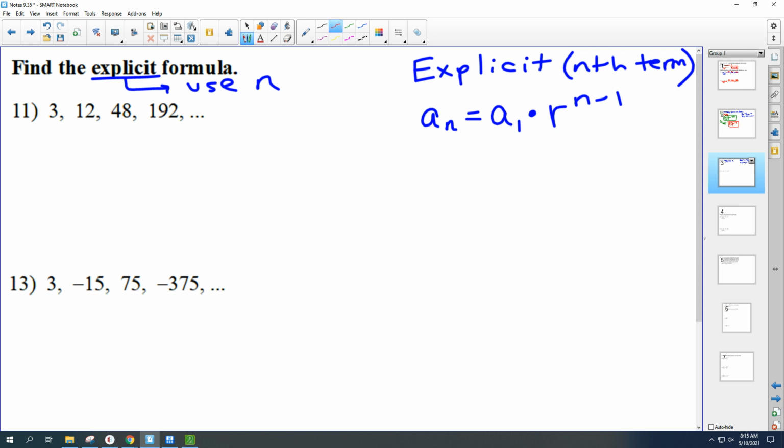So what do we need? Well, we need a1, and we can see a1 is 3, but we also need to know r, and r is just how we get to the next term, next term, next term. It looks like it's times 4, times 4, times 4, times 4, times 4. So r equals 4.